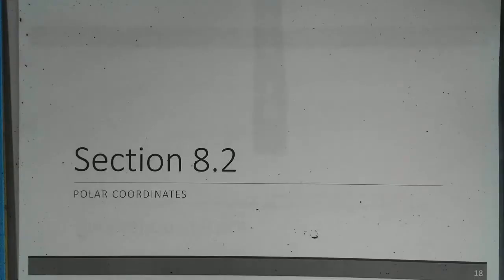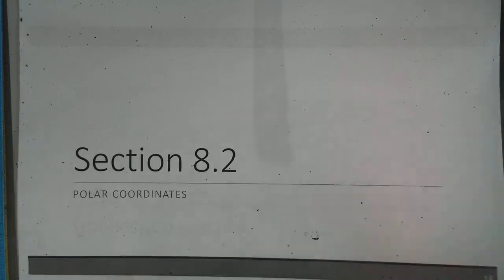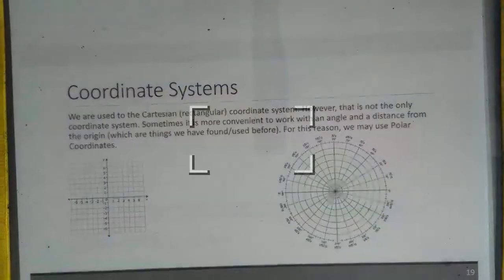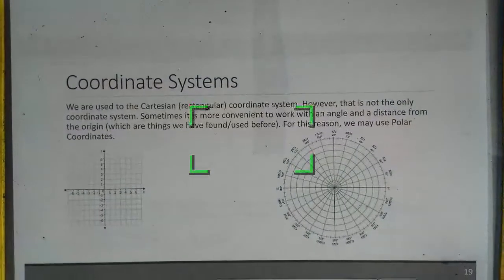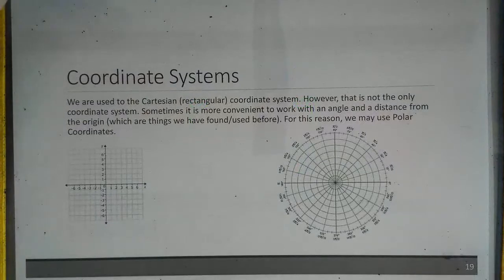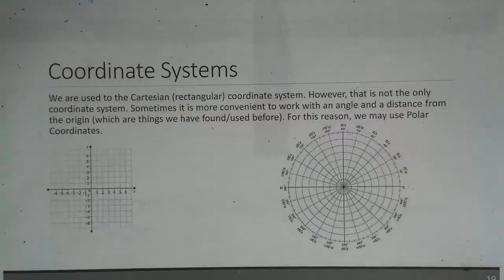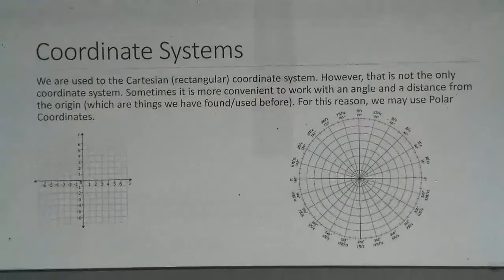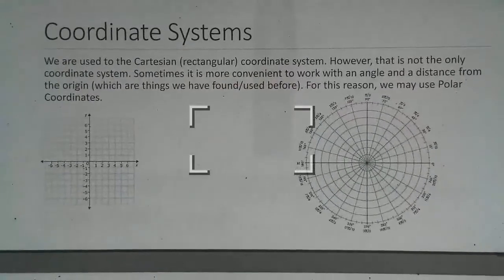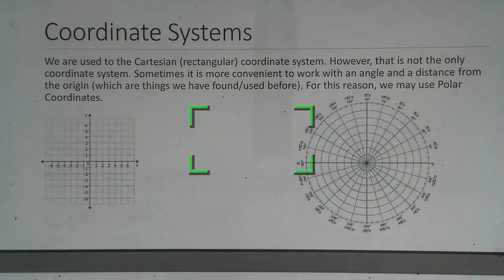In this video, we will be looking at section 8.2, which covers polar coordinates. Everything we've done so far has been in the Cartesian coordinate system, which is also called the rectangular coordinate system, but it's not the only coordinate system we can use. Sometimes it's more convenient to work with an angle and a distance from the origin, which is all stuff we've done before. So that's what's going to lead us to this idea of polar coordinates.